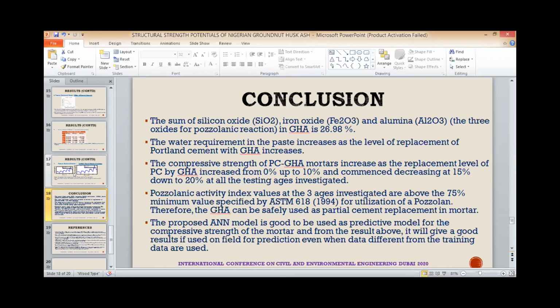And the proposed artificial neural network model is good to be used as a predictive model for the compressive strength of the mortar. And from the results above, it would be good if used on the field for prediction, even when different data are used.